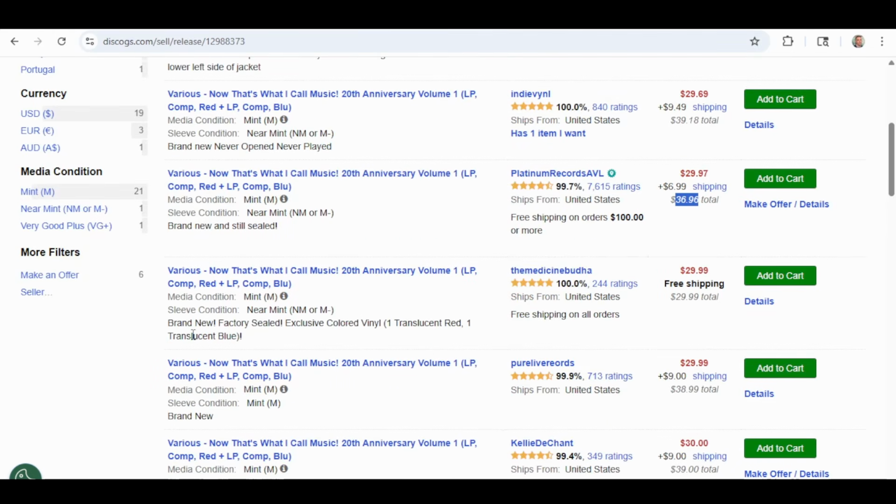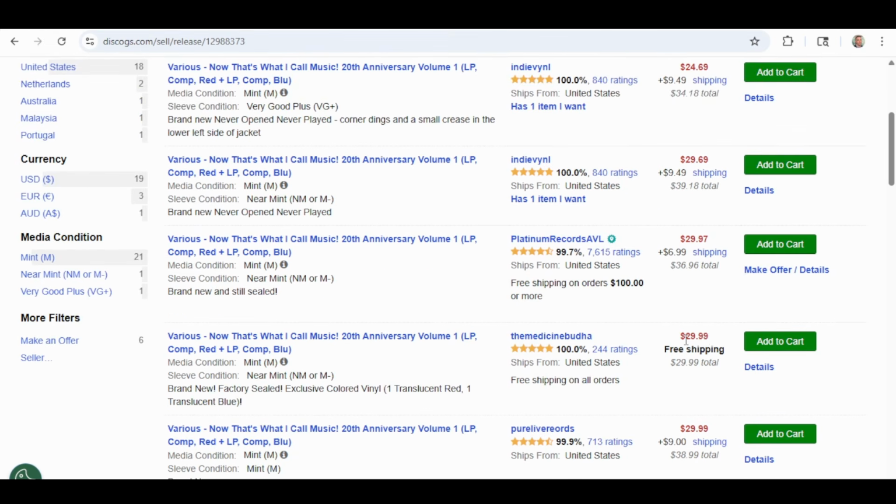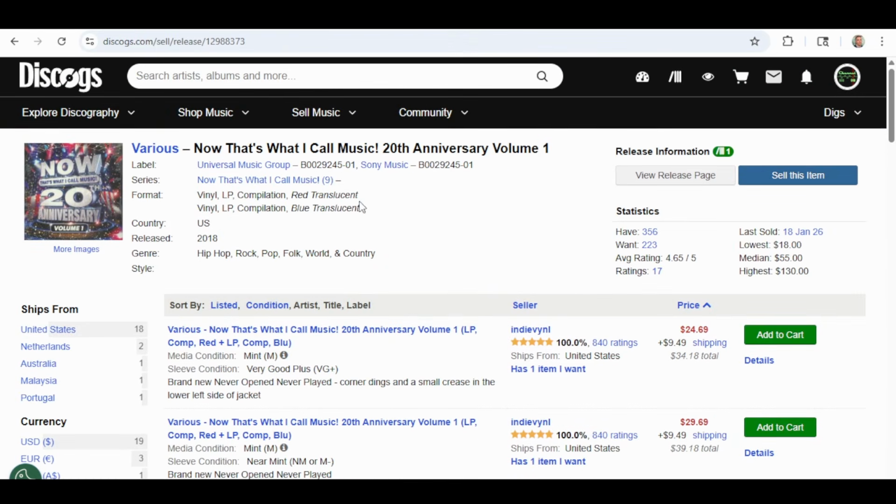Free shipping. This is brand new, factory sealed from the United States. 244 ratings isn't a ton, but it's not minuscule either. So probably reliable. $30 free shipping. So you're at $30 out the door on a record that is worth $55, but it's not. It's obviously worth $30. So this is what I'm talking about.